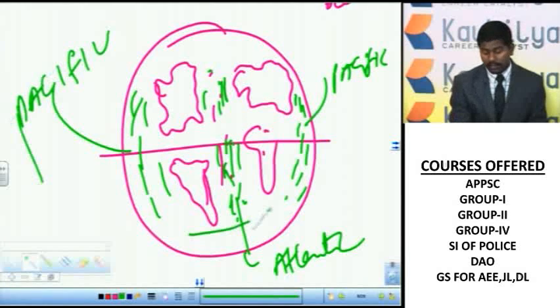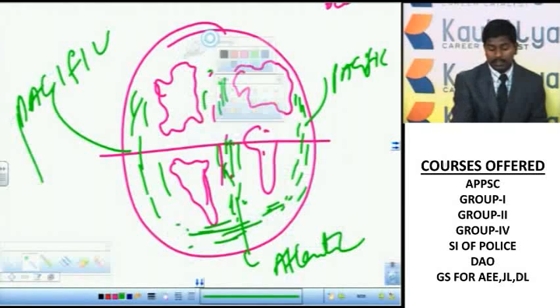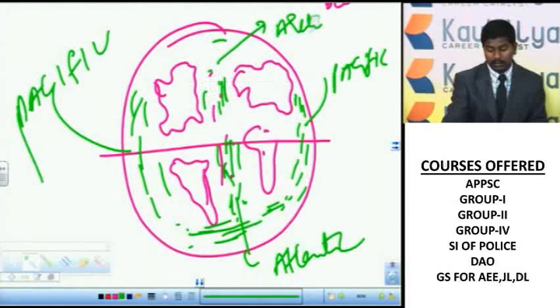And here some waters get collected. So these waters are the Southern Ocean, you can say, and here these waters are the Arctic Ocean. These are the Arctic Ocean.